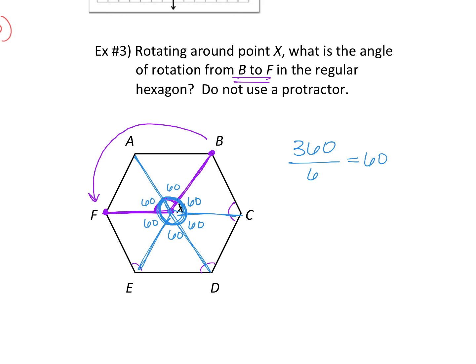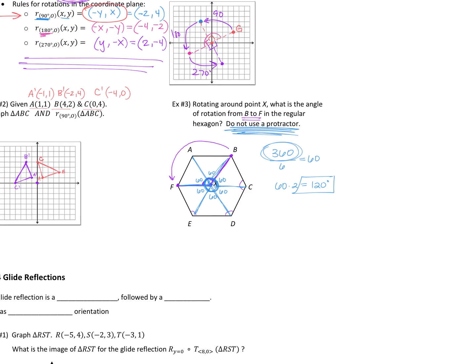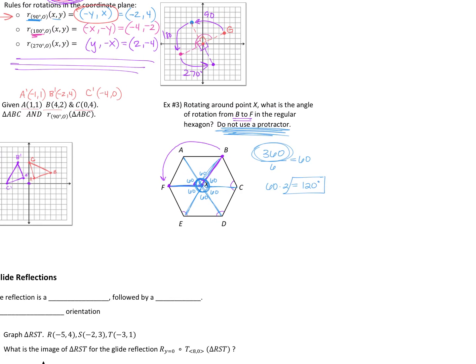So what is the angle of rotation from B to F? 120. There's 2 of them there, right, to make that angle. So 60 times 2 is 120 degrees. Okay, so just remember on these problems, you are not using a protractor. It's got to come from 360. Don't measure it. If you try to measure it with your protractor, you're going to get the wrong answer because I won't draw it perfectly to scale. Okay, so 360 divided by however many angles you have, and then multiply by how many angles you're trying to move through for that. Questions?